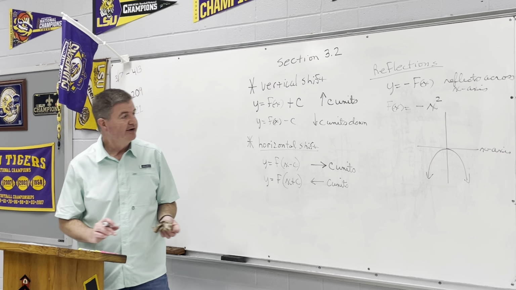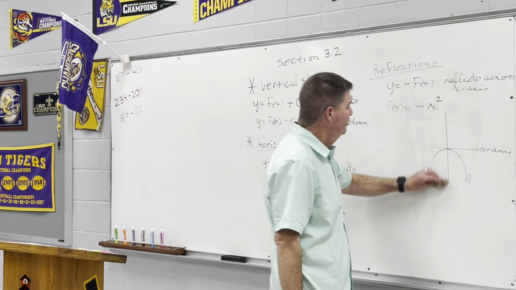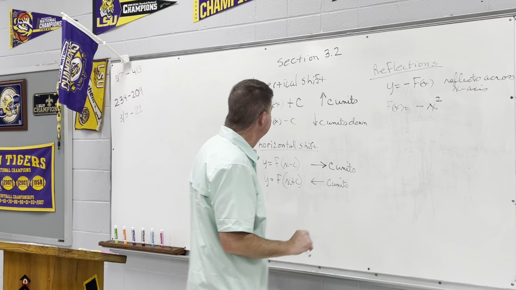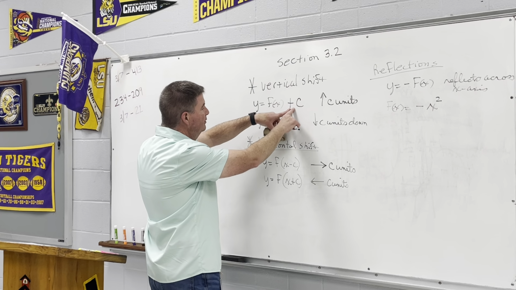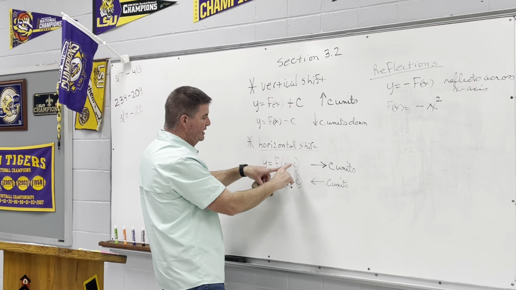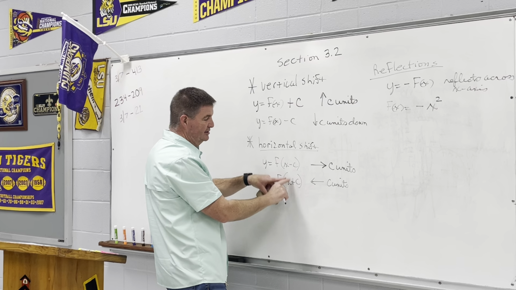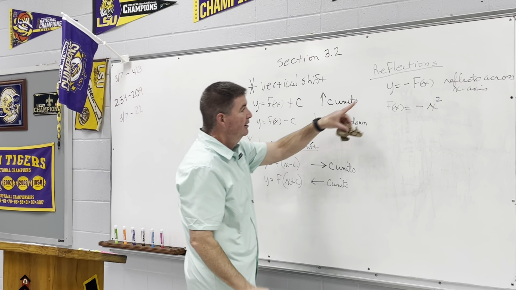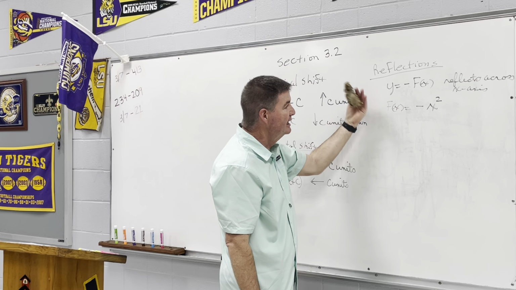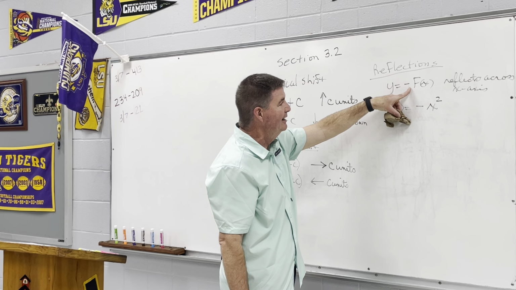If we want to have another type of reflection, we would put the negative on the inside of the function. See where we have vertical, adding and subtracting on the outside. Where we have horizontal, it's adding or subtracting on the inside. Vertical, up and down, reflecting across the x-axis, the negative is on the outside.